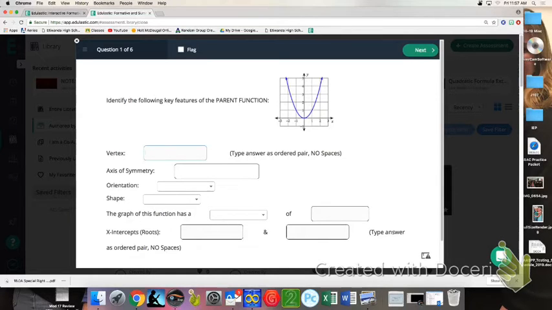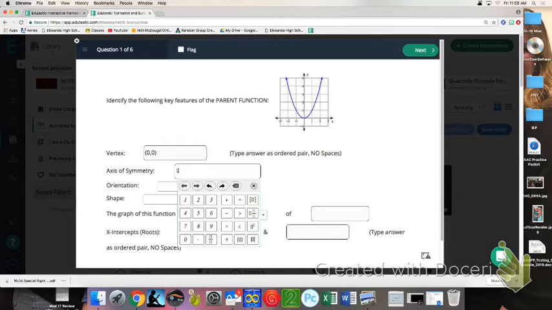0, 0. So when it says vertex and it says type as an ordered pair with no spaces, I'm going to type in parentheses 0, 0. Is it important to put the parentheses? Yes. Absolutely. Why? No parentheses. It's not a point. It's just two numbers. Okay?